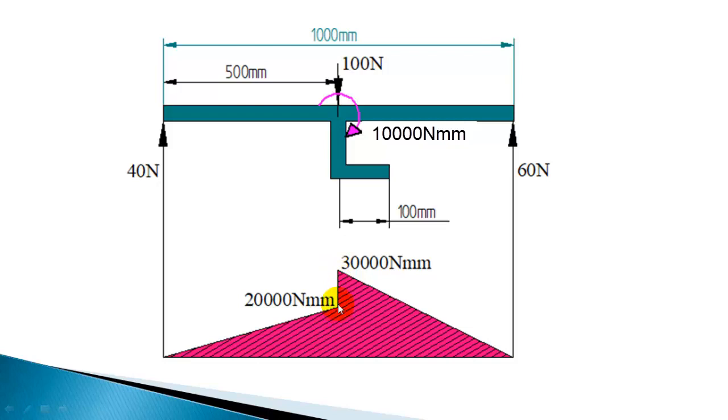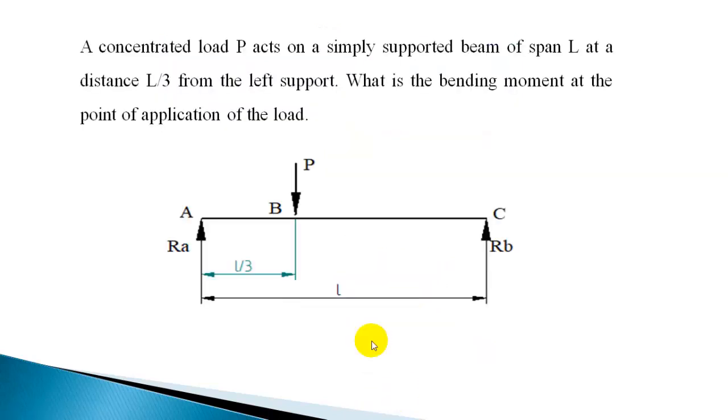So the bending moment will increase to 30,000 Newton mm, and then at the right end it will be 0. So 30,000 to 0. So that is the peak bending moment. The maximum bending moment is 30,000 Newton mm, or 30 Newton meter. Let us work out another question.